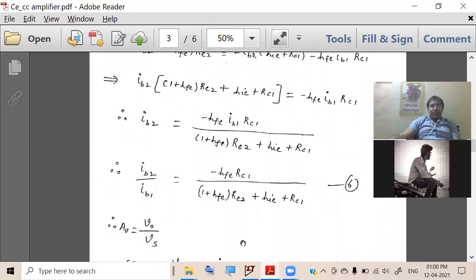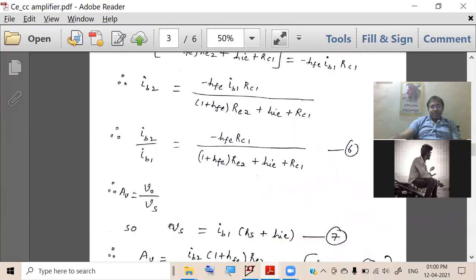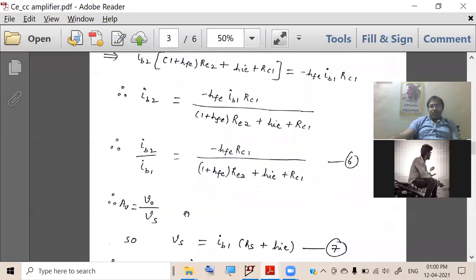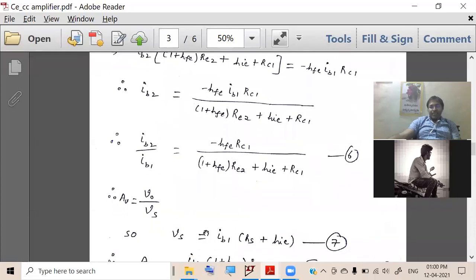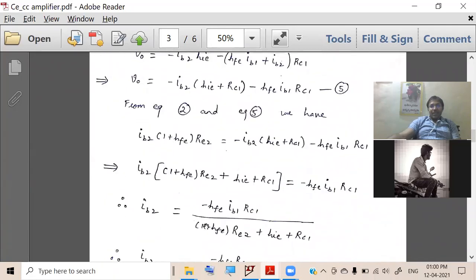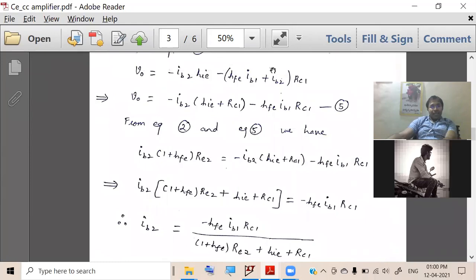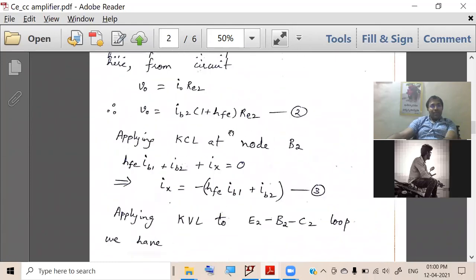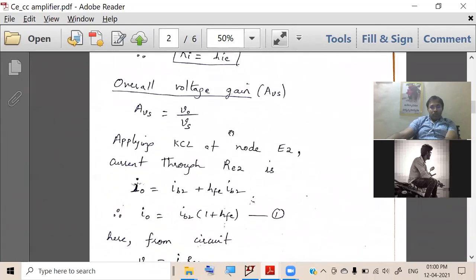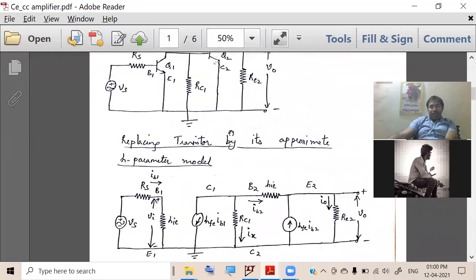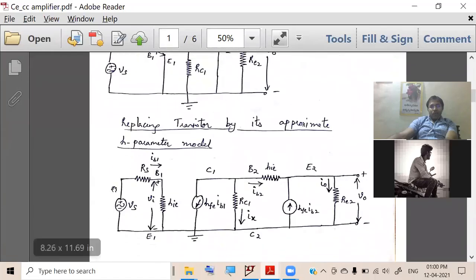Now we know voltage gain is V0 by Vs. V0 we already found out. Vs, let us see, how can I get Vs? I have to apply KVL at the input loop. From this, what is Vs? Anybody answer?